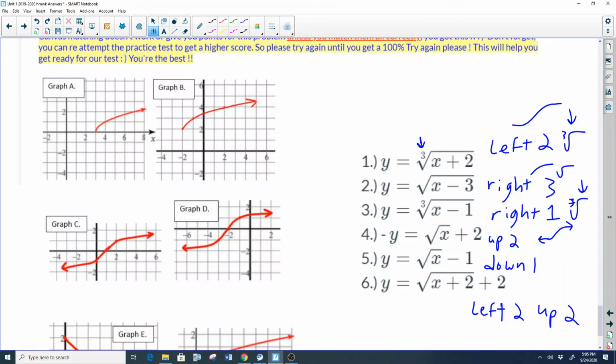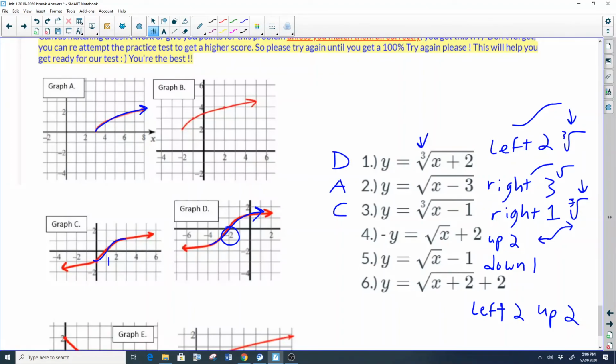So let's try to find the cube root with the left 2. So cube root with a, here it is, cube root with a left 2. So number 1 is going to be D. Number 2 is a right 3, but it is going to be a radical there. So here's a radical equation, right 3. And so that one's going to be A. The next one is the other cube root, which is a right shift 1, which is right here, right shift 1. So that one's going to be C.